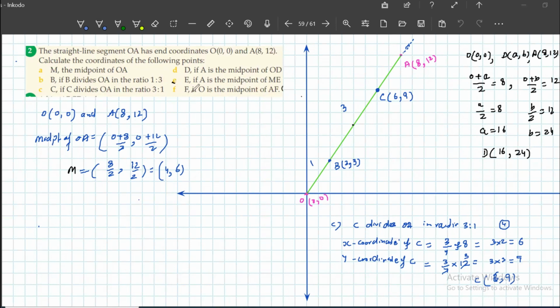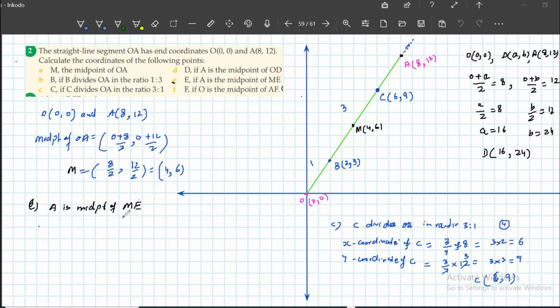Next part is E, and E is if A is the midpoint of ME. This is E. A is the midpoint of ME. Remember, we found M at the start of the question, which is 4 unit right and 6 unit up. If you check carefully from the figure, 1 2 3 4 and 1 2 3 4 5, this is the required point of M, which is 4 unit right, 6 unit up. A is the midpoint. We already know that, and we are looking for point E.